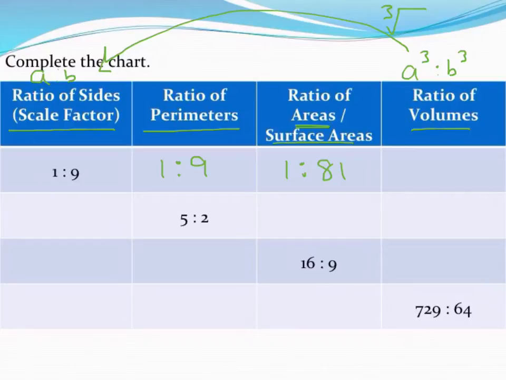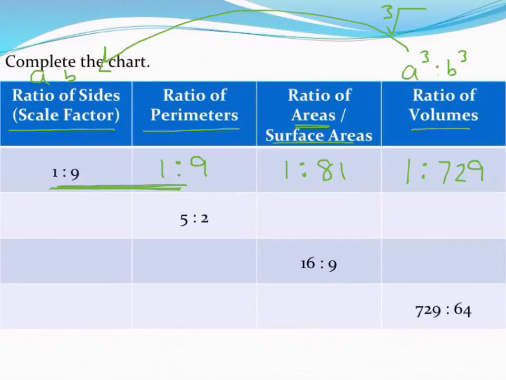To find the ratio of your volumes, then we're going to cube, and make sure you're cubing from the beginning. You don't want to cube these numbers over here. That'll get you the way wrong answer. Rather, we want to cube these numbers, raise each of those to the third power. 1 to the third power is still just 1. 9 to the third power, 9 times 9 times 9 is 729. So the ratio of volumes would be 1 to 729.